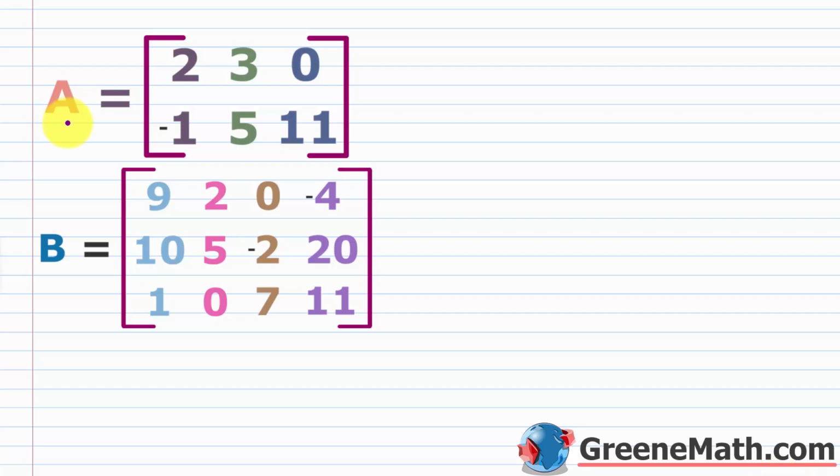So suppose we have matrix A and matrix B. For matrix A, we have 2 rows and 1, 2, 3 columns. So for A, I'm going to write my size down. It's 2 by 3. And then for B, it's what? It's 1, 2, 3 rows, okay, by 1, 2, 3, 4 columns.